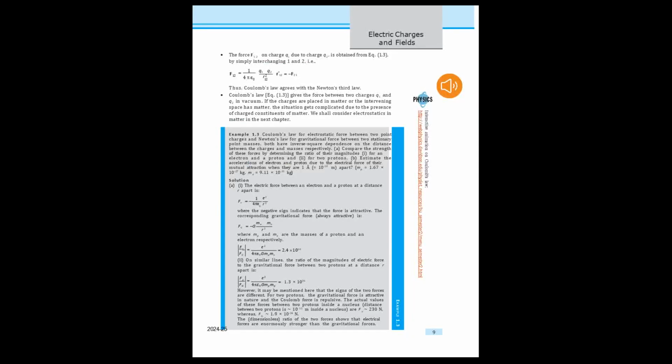The force F12 on charge q1 due to charge q2 is obtained from equation 1.3 by simply interchanging 1 and 2, that is F12 equal to 1 by 4 pi epsilon naught q1 q2 by r12 square r12 cap, this is equal to minus F21. Thus Coulomb's law agrees with Newton's third law.